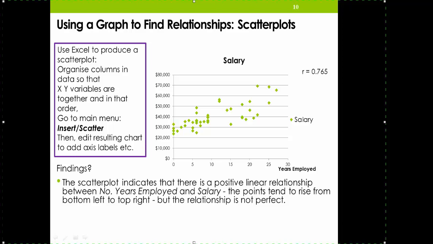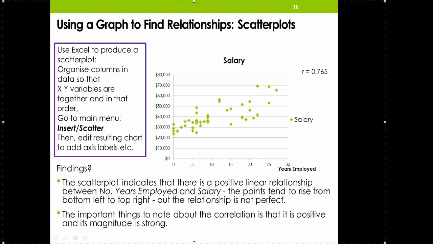So that is what you need to be able to explain when describing, in particular, this scatter plot. The relationship, however, is not perfect. The important thing to note about the correlation is that it is positive and its magnitude is strong. So always talk about whether it's a positive or negative relationship and whether it is a strong, moderate or weak linear relationship.